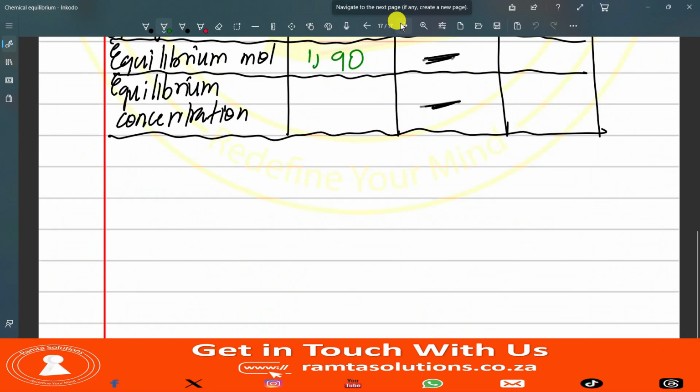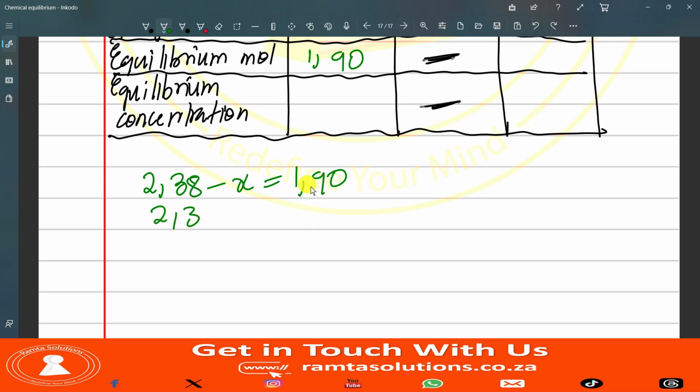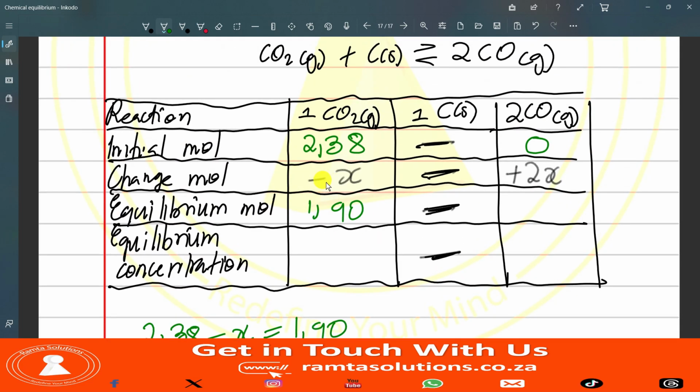Let's see now, how do we use this? We say, okay, 2.38 minus x equals 1.90, isn't it? So 2.38 minus 1.90 equals x. So what is x? x is 0.48, isn't it?